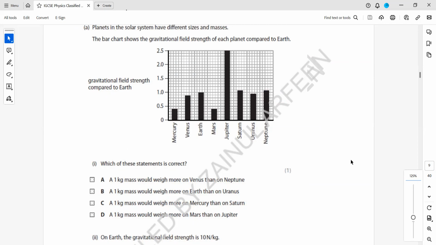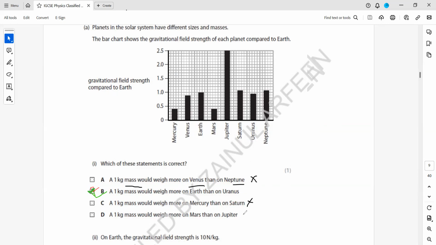You can annotate on the screen. So the first statement, 1 kilogram weighs more on Venus than on Neptune. That is not correct. 1 kilogram weighs more on Mercury than Saturn. Mercury and Saturn, that's also not correct because Saturn has a stronger gravity.